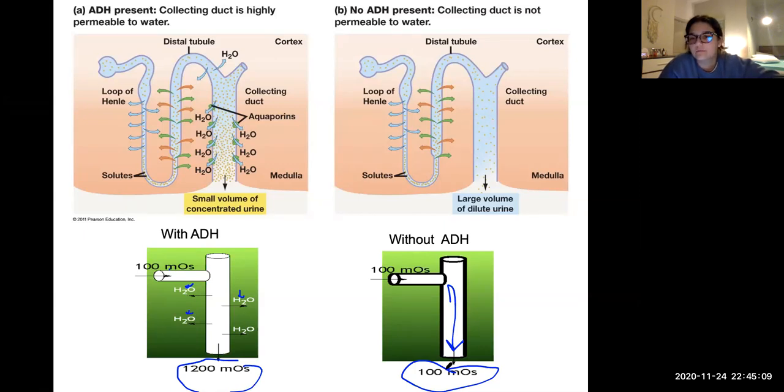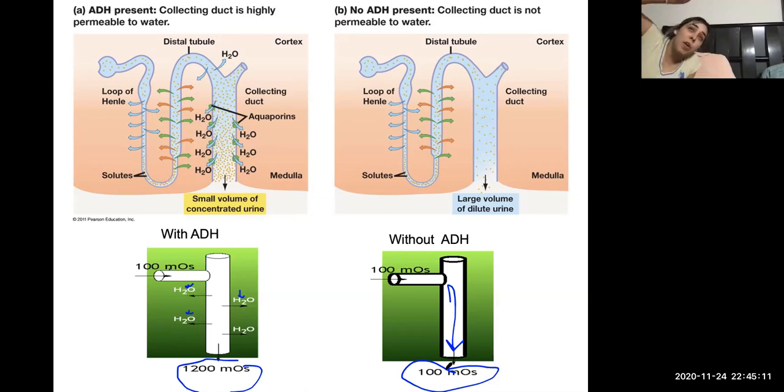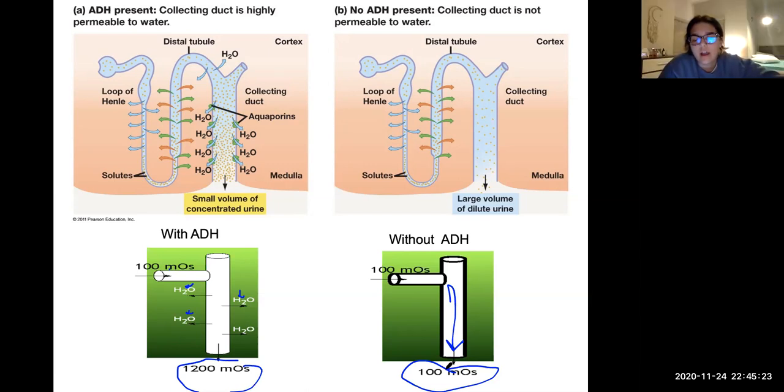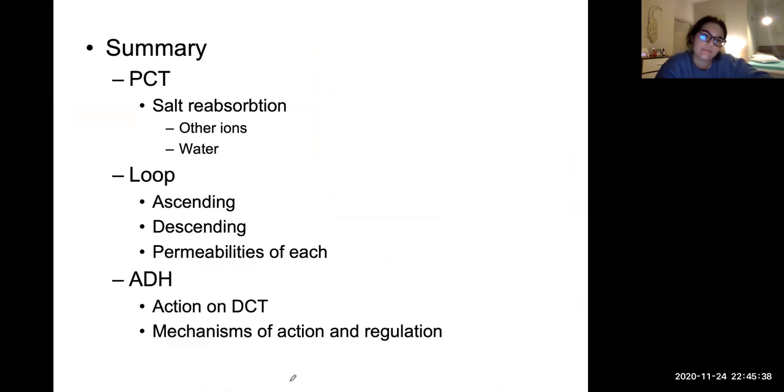That helps me understand why in the picture above it was 1200, because by the time it gets to the end of the loop of Henle, the majority of the water has left, so it's more solute, more concentrated. But without ADH, you're going to have very diluted urine because none of the water is going to leave. All the water stays inside, so it's not concentrated. Perfect. These are good photos.